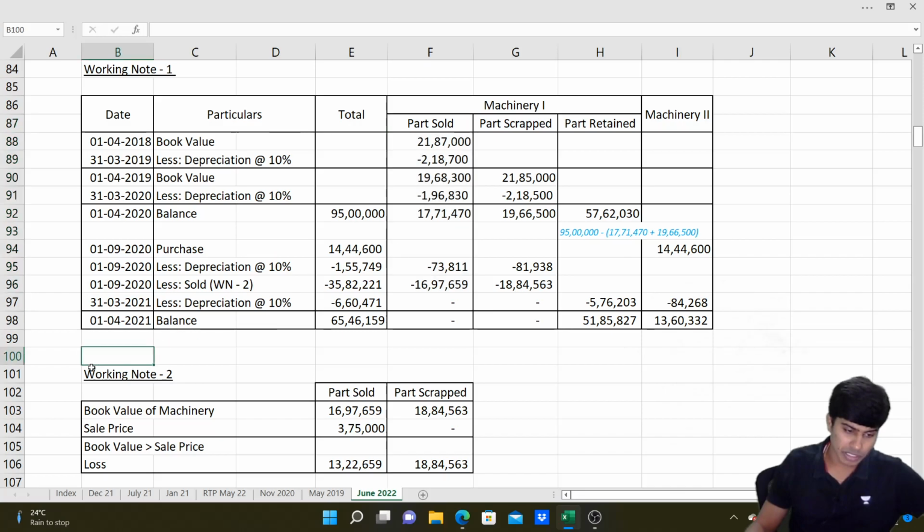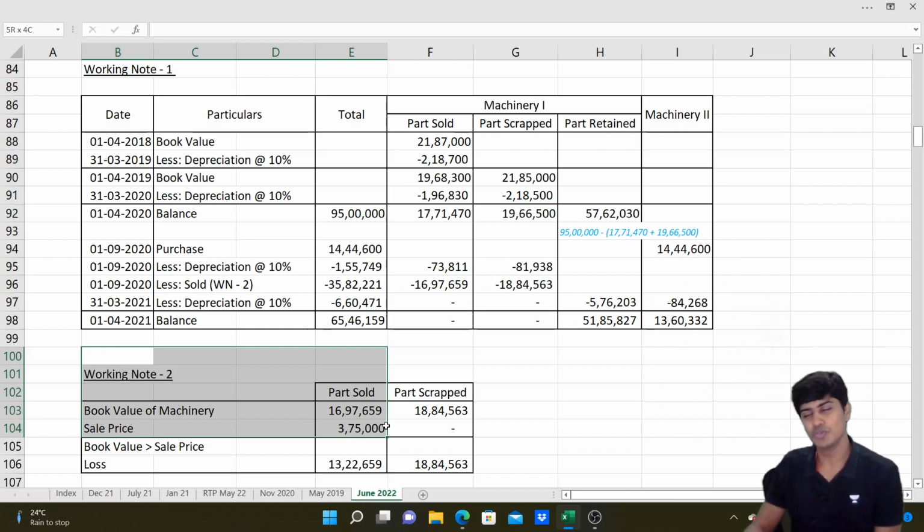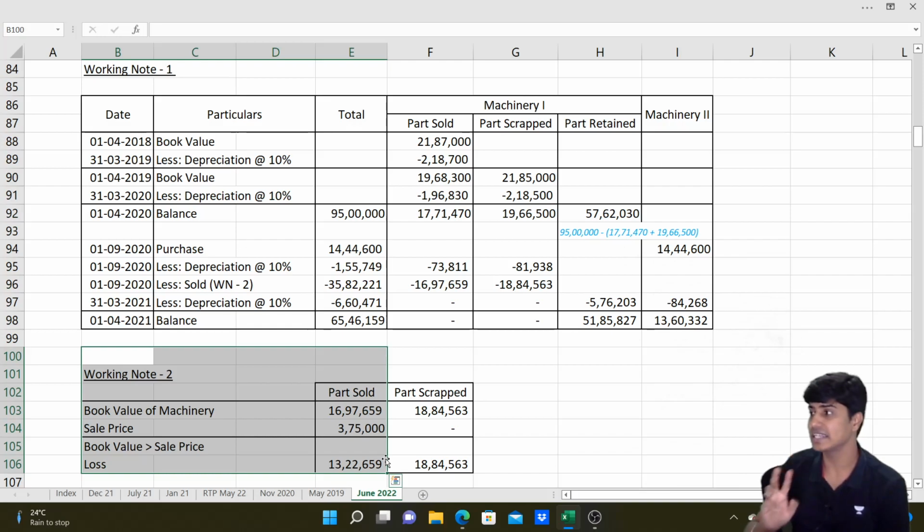Then I'll bring you to working note number 2. Book value is 16,97,659. Sale price is 3,75,000. Too much of difference. Let's find the difference. 13,22,659. That is found as 16,97,659 minus 3,75,000. That, my friends, is loss on sale of asset.